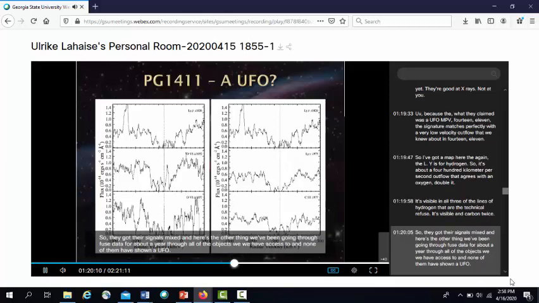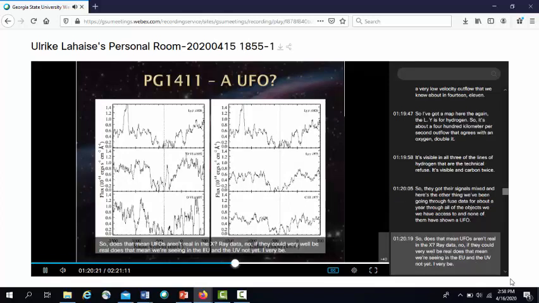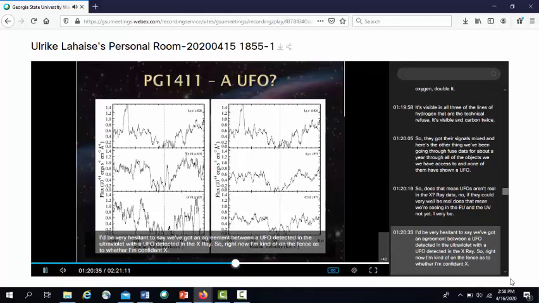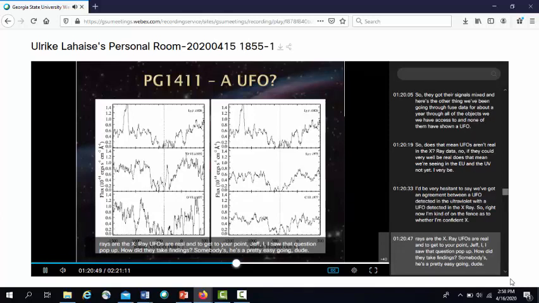And here's the other thing. We've been going through FUSE data for about a year through all of the objects we have access to, and none of them have shown a UFO. So does that mean UFOs aren't real in the X-ray data? No, they could very well be real. Does that mean we're seeing them in the UV? Not yet. I'd be very hesitant to say we've got an agreement between a UFO detected in the ultraviolet with a UFO detected in the X-ray. So right now I'm kind of on the fence as to whether I'm confident the X-ray UFOs are real.